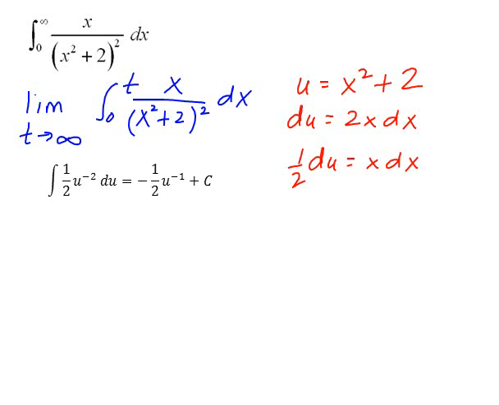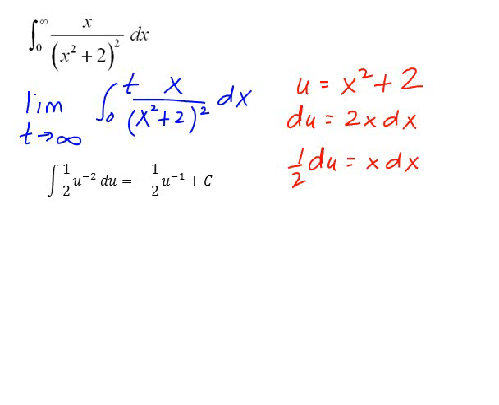That gives me the integral of 1/2 u to the negative 2 du, which becomes negative 1/2 u to the negative 1. For these problems, I'm choosing not to convert the x values to u values, but if you did, x equals t would convert to u equals t squared plus 2, and x equals 0 would mean u equals 2. Instead, I'm choosing to put the x's back into the problem so that I can just plug in the t and the 0 for x later on.